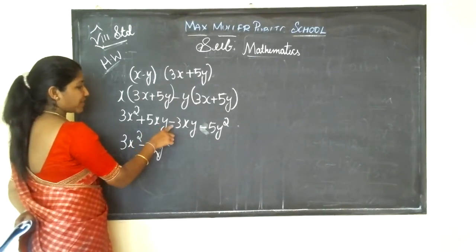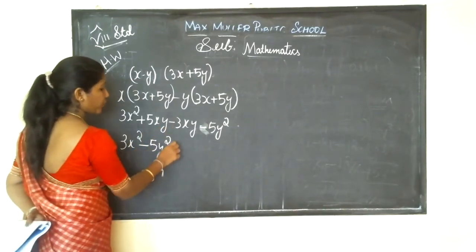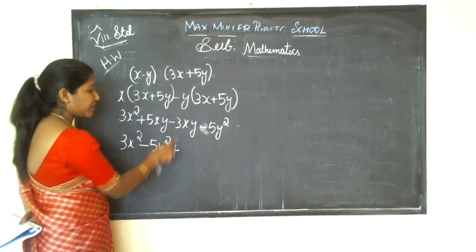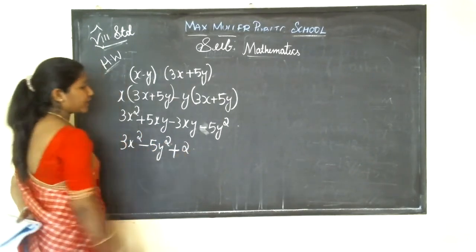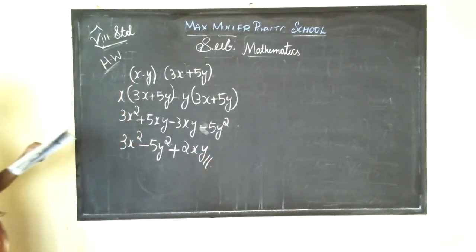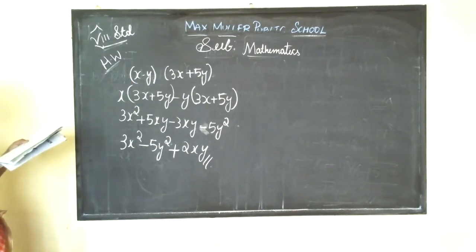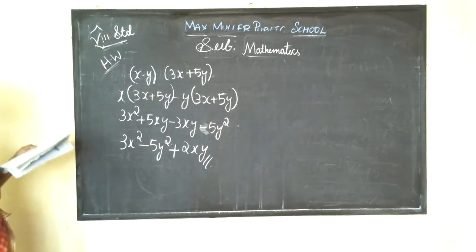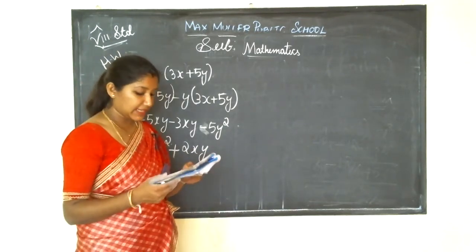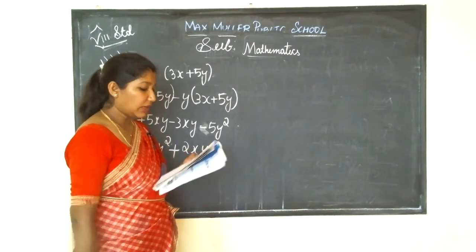So you can write it as 3x square minus 5y square. One is plus, another one is minus, so you have to put the greater number sign, that is 5, and you have to subtract. If you subtract, you will get 2xy. 3x square minus 5y square plus 2xy. Understood, students? Like this, you have to solve it.